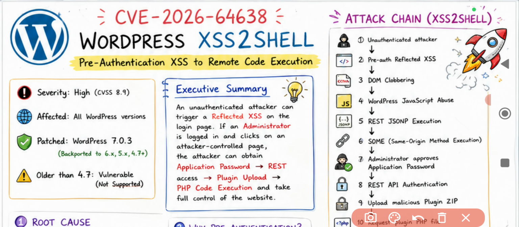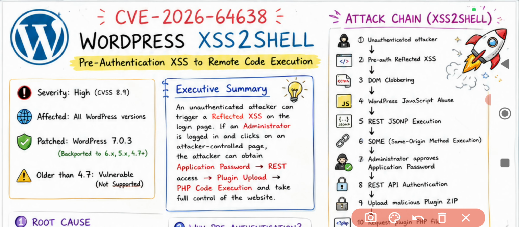It's regarding WordPress cross-site scripting to shell. What is this XSS cross-site scripting to remote code execution? What is the pre-authentication WordPress issue, and what is this CVE-2026-64638 all about? We'll discuss the severity scores, the affected versions, a brief summary, and the attack chain involved, each and everything in detail.